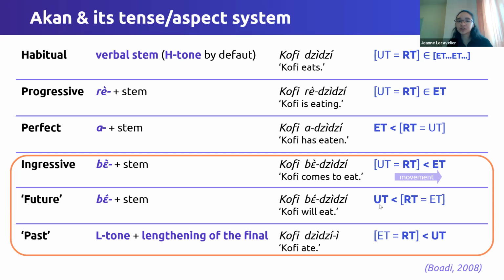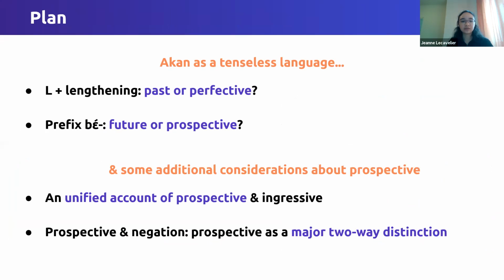Which is supposed to code that the reference time is before the reference time, and the past, so-called past, which is supposed to code that the reference time is before the reference time. So in the first part, we're going to discuss these two last tenses, and we're going to discuss whether they are past or actually perfective, or whether they are future or actually prospective. So our claim here is that Akan is a tenseless language.